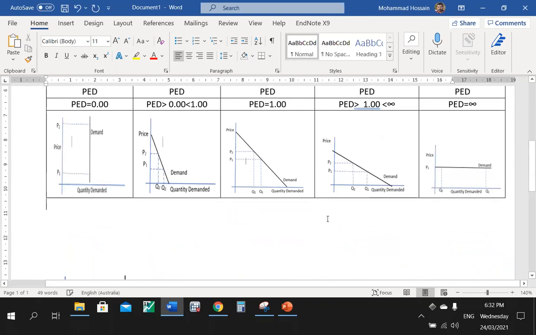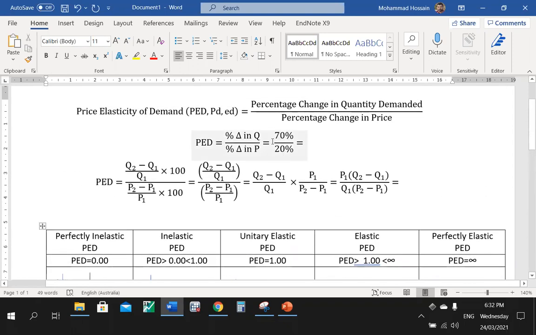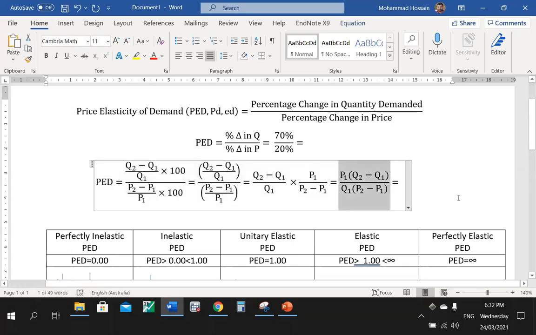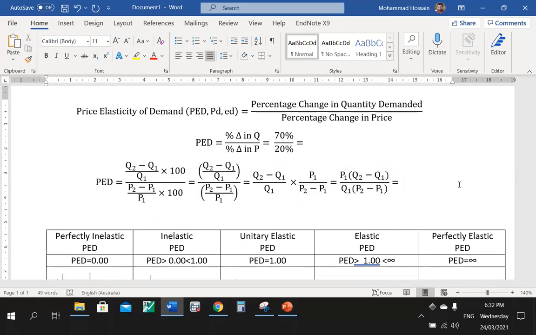Got it? But if they do not give you the percentages straight in your exam paper, and they just give you price changes from $10 to $12 and quantity changes from this to this, then what do you do? Then you apply this formula. This is called the percentage change formula.